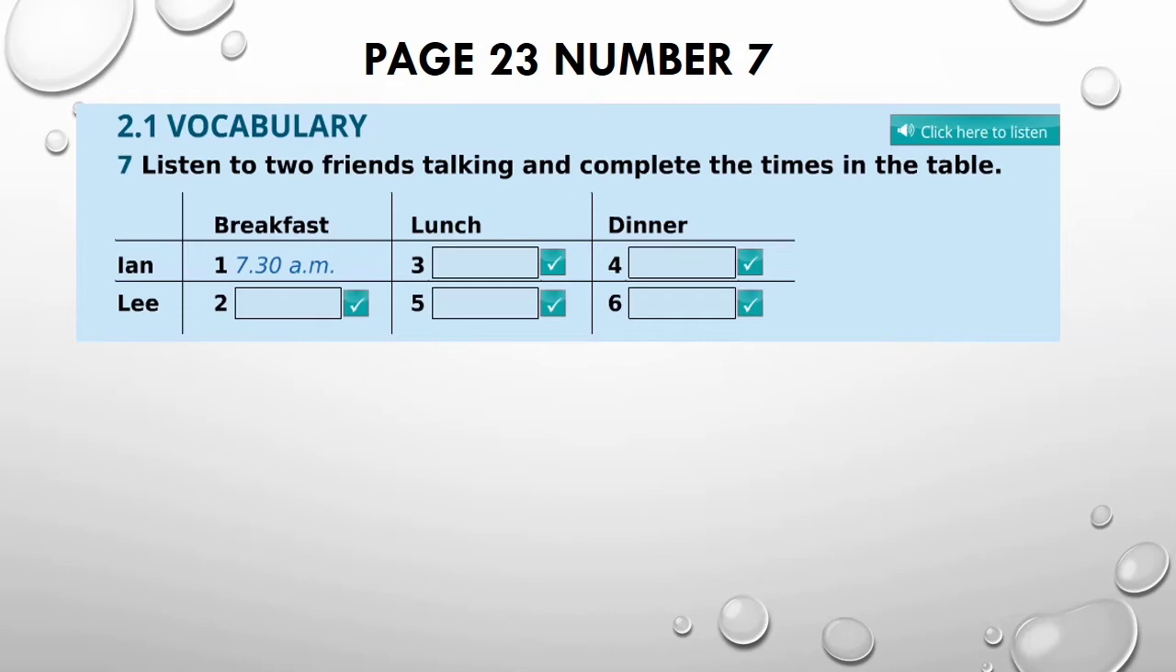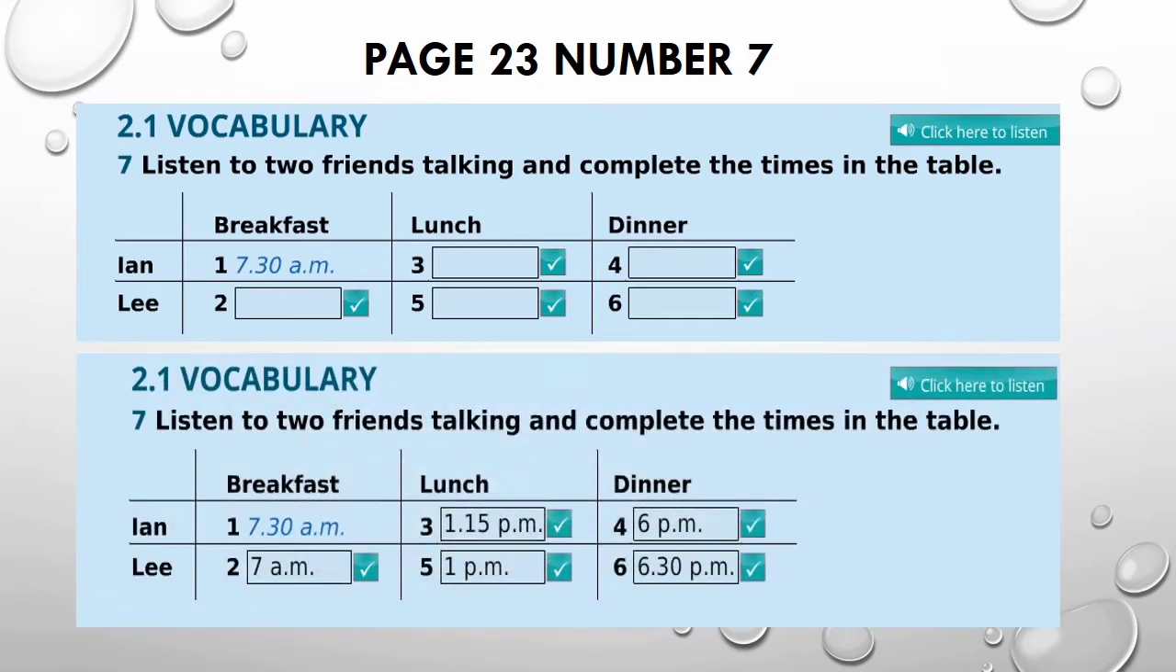Okay, have you finished listening to the two friends talking? Okay, very good. Here are the answers. For Ian, breakfast is at 7:30 a.m., lunch at 1:15 p.m., and dinner at 6 o'clock. And then for Lee, breakfast at 7 a.m., lunch at 1 o'clock, and dinner is at 6:30 p.m.